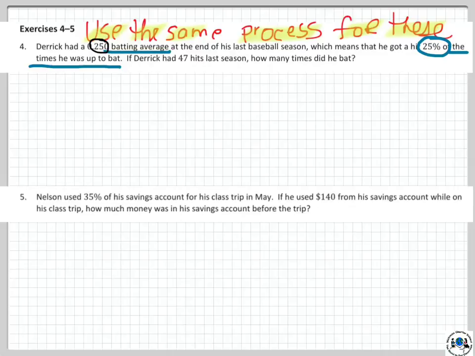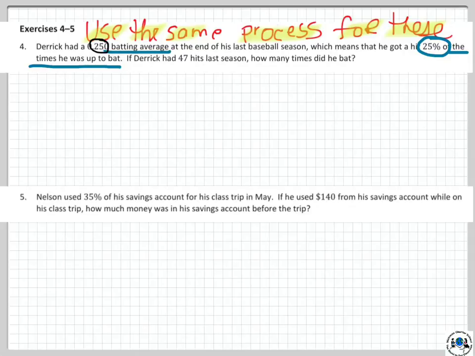It's written 0.250, which is really, you can see, 25%, okay? Because that's 0.25, which would be 25%. So Derek had a 250 batting average at the end of the last baseball season, which means that he got a hit 25% of the time he was up to bat. So they explained it to you there.